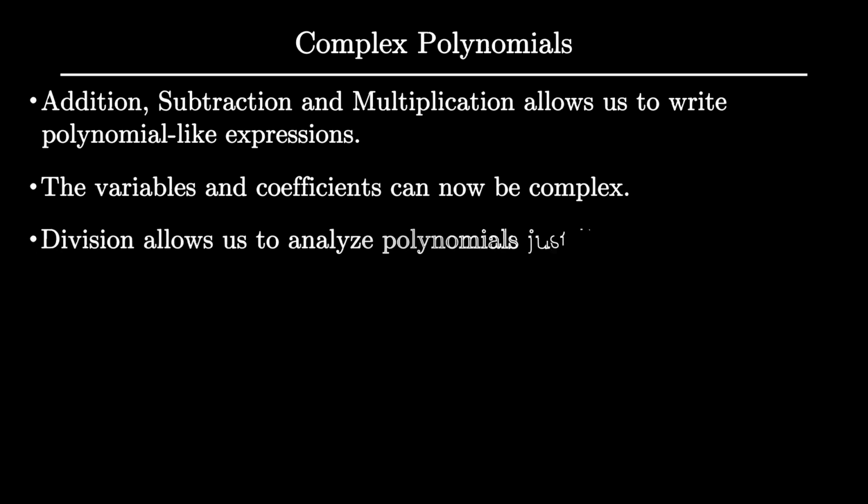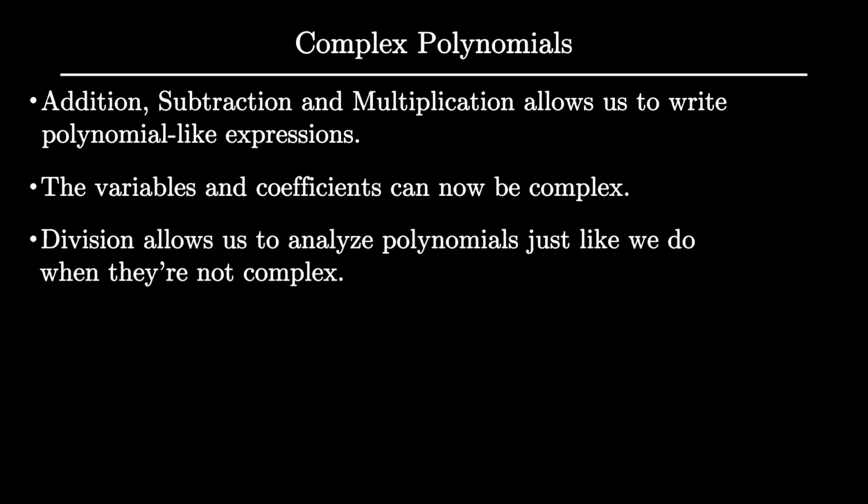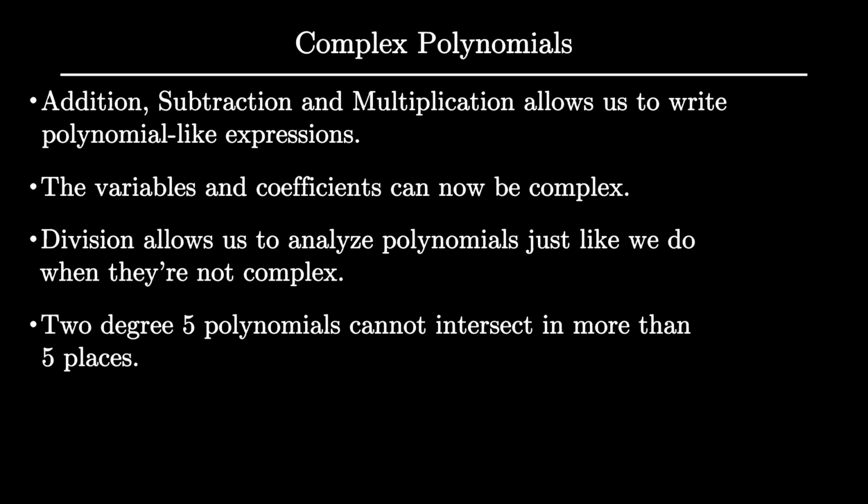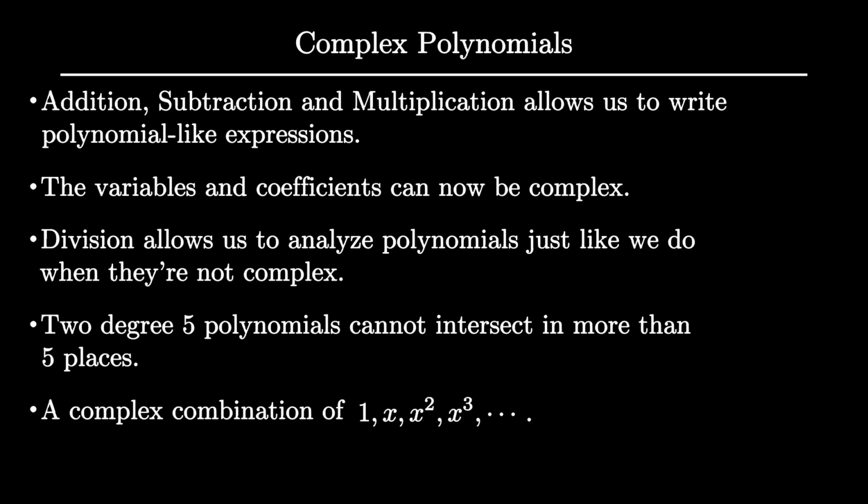Since we've seen that division also makes sense, we can actually do things like factorizing the polynomial. The analysis for complex polynomials and the real polynomials that we might be more comfortable with can be very similar. In fact, they can be so similar that we can even say that two different degree 5 complex polynomials cannot intersect in more than 5 places. The proof for real polynomials goes through as is for complex polynomials too. I won't show the proof in this video, but I'll show it in a bonus video. And just to be really explicit about what I mean by a complex polynomial, I just mean a complex combination of 1, x, x squared, and so on.